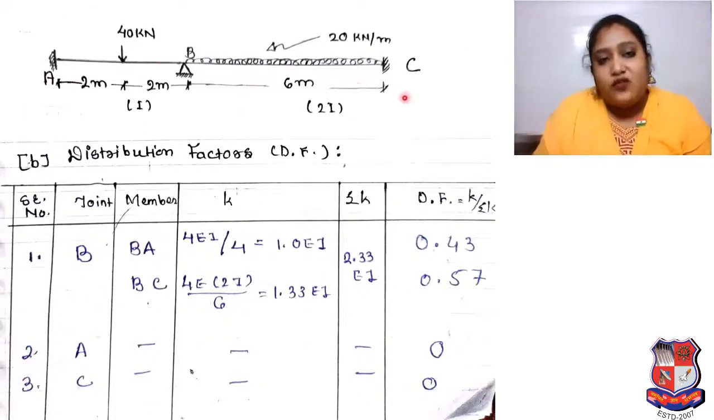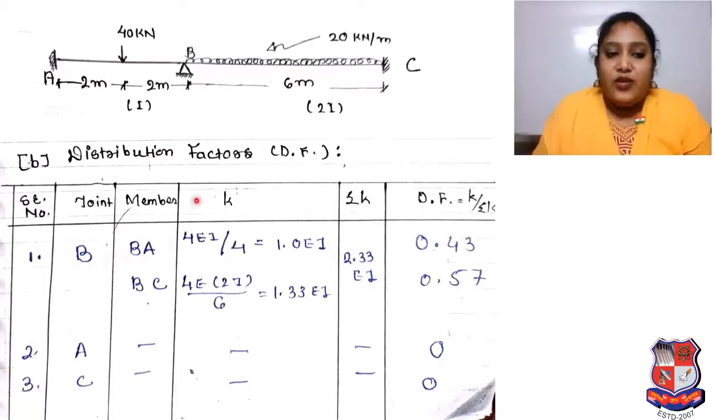Now we have to go for the distribution factor. So we have members and we have joints. For joints A and C, because A and C are fixed ends, the distribution factor is 0. Okay, so no need to do any member stiffness and summation of K or any calculation for the distribution factor. It is a fixed end, so your distribution factor will be 0. For A and C it is directly 0.